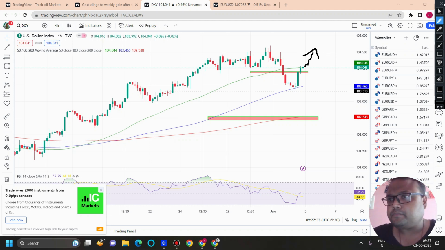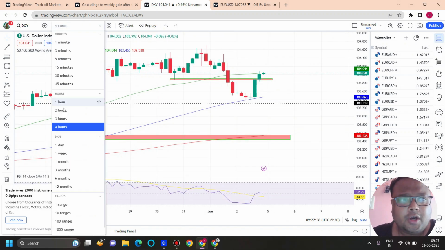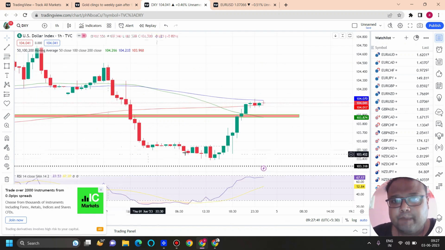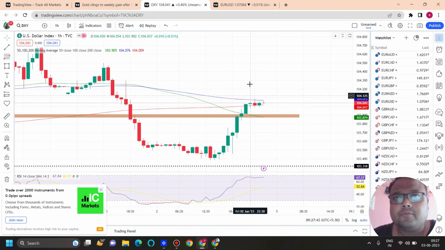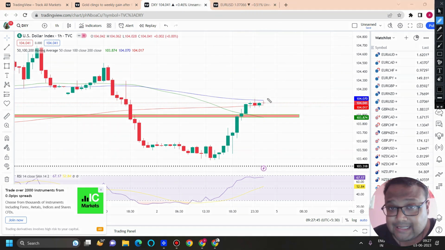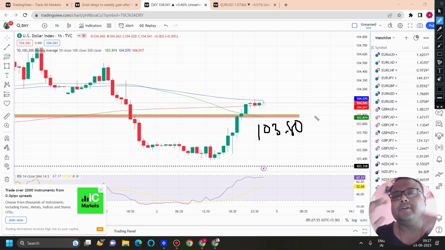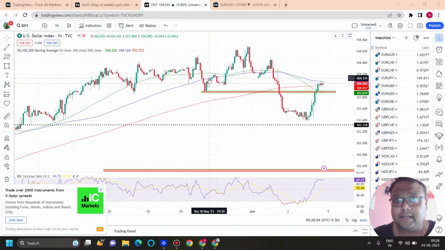And in case DXY shows some red candles right after the market opening, do not consider it a trend reversal, because after this kind of sharp move, taking some rest is quite natural. So if the dollar comes for some retracement, observe DXY around the 103.80 to 103.85 level. There's a high chance that after some retracement, DXY will bounce back again. So this is all about DXY for Monday. DXY is bullish right now, keep that in mind.